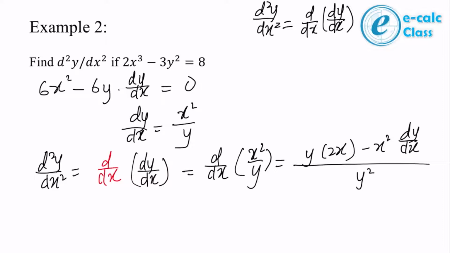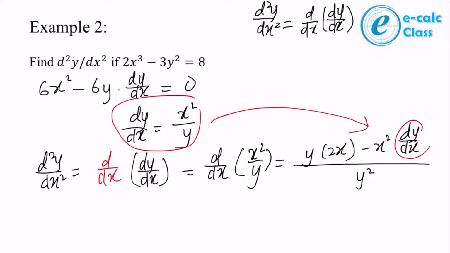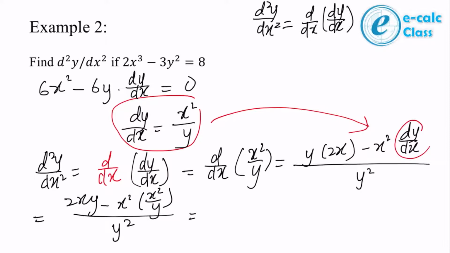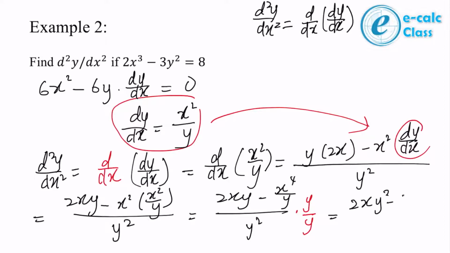Then we just go ahead and simplify this. But before that, what is this fellow? dy dx. Is this one now? You just plug it in. So there will be 2xy minus x squared times x squared over y squared. Okay, then we'll just go ahead and simplify this. 2xy minus x to the 4th over y squared. I want to get rid of this layering, so I multiply both top and bottom by y. So it's 2xy squared minus x to the 4th over y cubed.